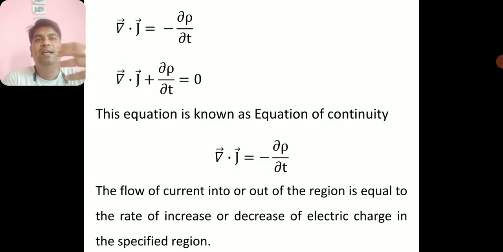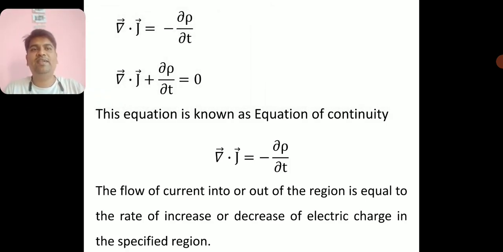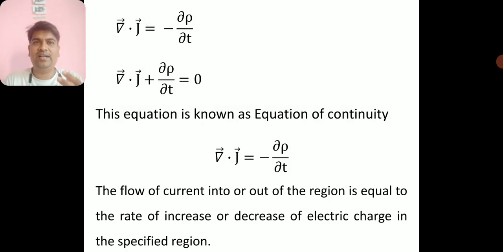Now it is simply div J, divergence of J, is equal to minus dou rho by dou t. Or if you take dou rho by dou t to the left hand side, it becomes div J plus dou rho by dou t is equal to 0. This equation is known as the equation of continuity. You can present the equation of continuity in either way: div J plus dou rho by dou t is equal to 0, or div J is equal to minus dou rho by dou t.